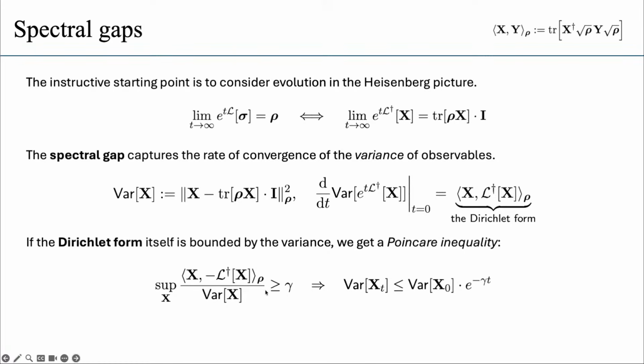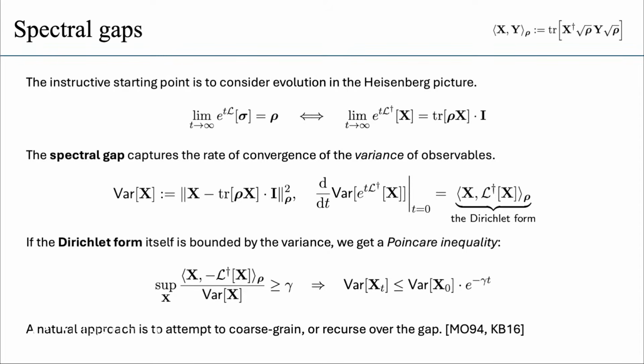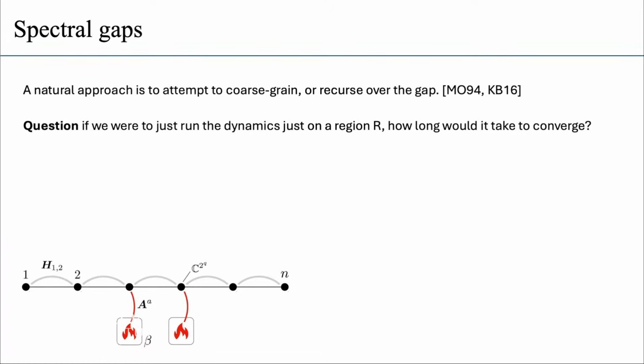Okay? Now, this is just some basic definitions. The role is to get used to these non-commutative inner products. But given how central we've seen the role of locality is to the Lindbladian dynamics, perhaps a natural approach is to attempt to coarse grain or to try to do some form of recursion over the gap. Broadly inspired by classical proofs and this initial work for commuting systems by Fernando. So again, a natural approach is to attempt to recurse. Yeah, I'll make that precise in a second.